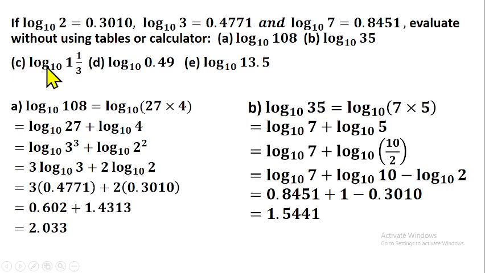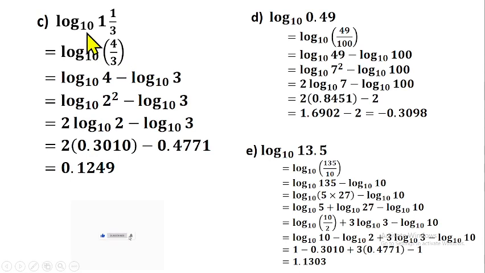Let's simplify the next one, log 1 1/3. You have log 1 1/3 base 10. This you can first of all change to an improper fraction. 3 times 1 will give us 3 plus 1 will give us 4 over 3. And now we have log 4 over 3 base 10, which can be changed to, this division can change to minus. So we have log 4 minus log 3.